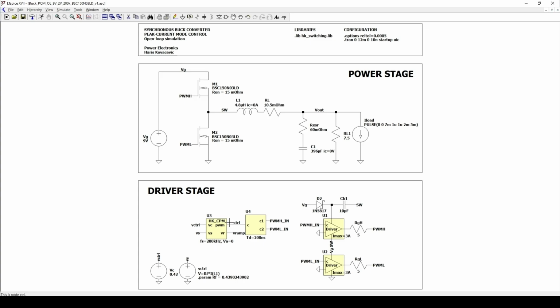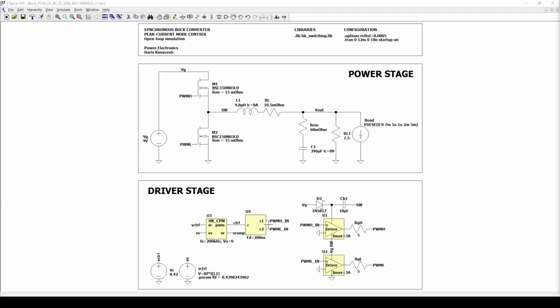The PWM logic uses a clock to set the latch at the beginning of each switching cycle. The latch is reset by the current comparator when the peak current is reached. This produces a duty cycle that directly depends on the inductor current ramp. This is fundamentally different from voltage mode control, where duty cycle is determined by a control voltage compared to a sawtooth. Here we have the gate driver logic for the synchronous buck converter.